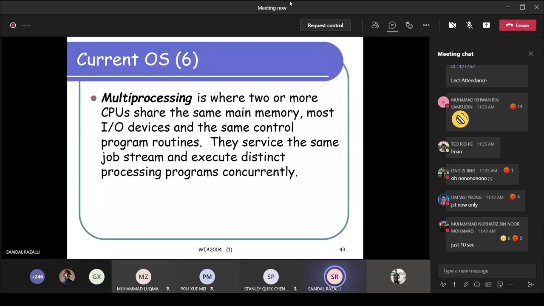And of course, you have multiprocessing, where two or more CPUs share the same main memory. Okay, you have RAM 1, RAM 2, RAM 3, and CPU 1, CPU 2, and CPU 3, and all share the main memory or RAM. With two or more CPUs sharing the same memory, most IO and the same control program routines, they service the same job stream and execute the same processing programs concurrently. So you can do parallel programming or parallel processing, which can of course execute faster.